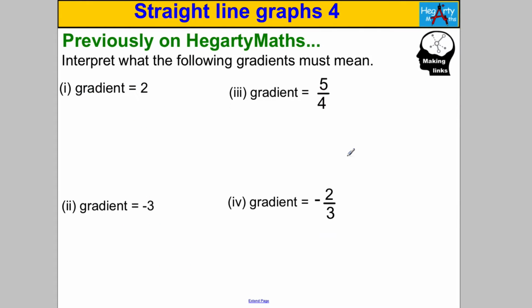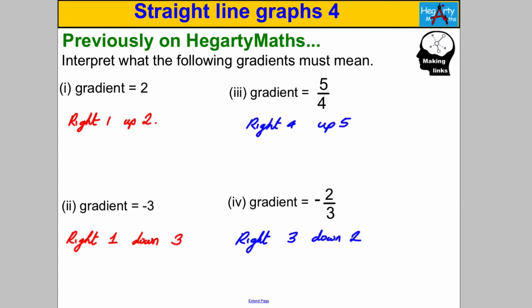The next thing I need you to remember is when we talked about the gradient of a line segment. If I told you the gradient of various lines or line segments were as follows, could you tell me what that must mean? So linking back to a previous skill, looking at your building blocks. Well, a gradient of 2 must mean as I go to the right by 1, I go up 2. A gradient of negative 3 means as I go to the right by 1 unit, I go down by 3.